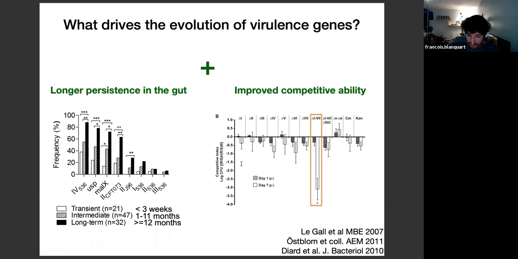And there's also some experimental work. So for example, here where they show that when they delete some of these virulence islands, the bacteria are less good colonizer in mice.